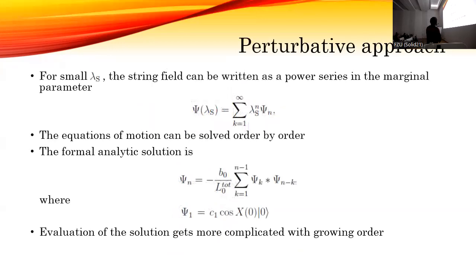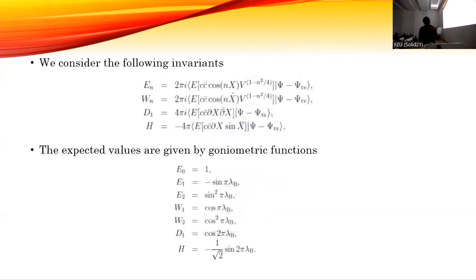So I will start with the perturbative approach. Sorry, I have a quick notation question. What was ψ sub TV? Oh, yeah, this is the tachyon vacuum solution. And you can actually replace this piece by the expected value of the boundary state coefficient for the initial boundary state.